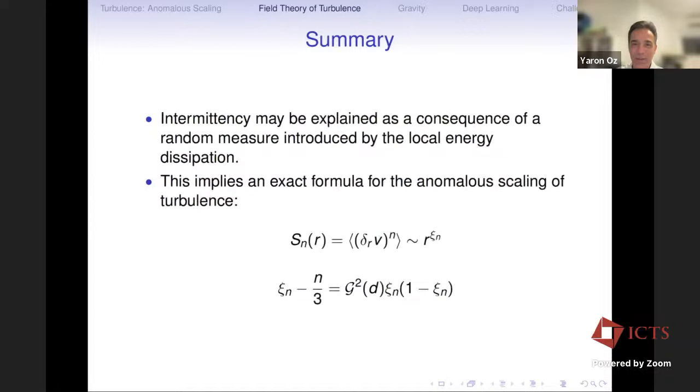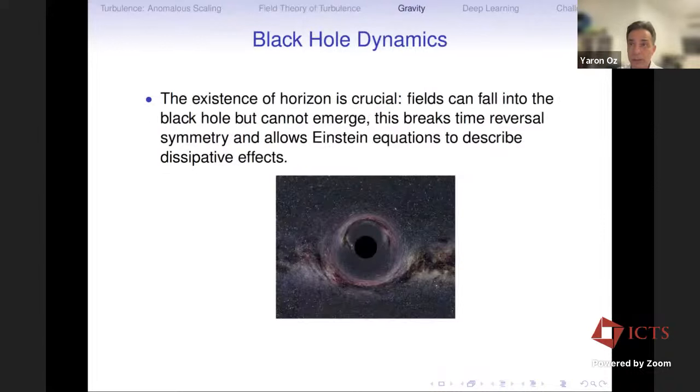Okay, so let me summarize this. Intermittency in this model is explained as introducing a random measure due to the local energy dissipation. And you can derive a precise formula, by the way, not only for this, for all other observables. This formula doesn't hold only for this particular observable. It's just that there is not so much numerical evidence for other ones. Okay, so let me stop at this point on this, and let me tell you why gravity is important.